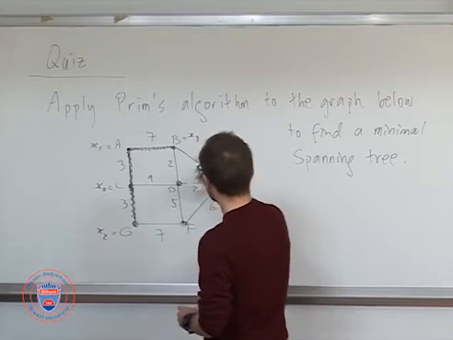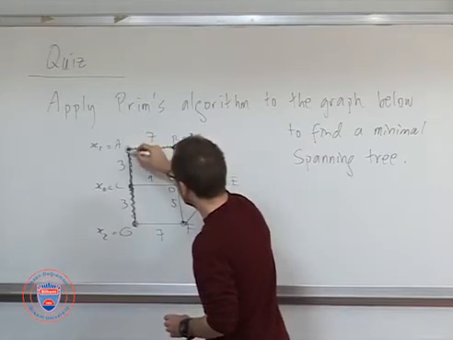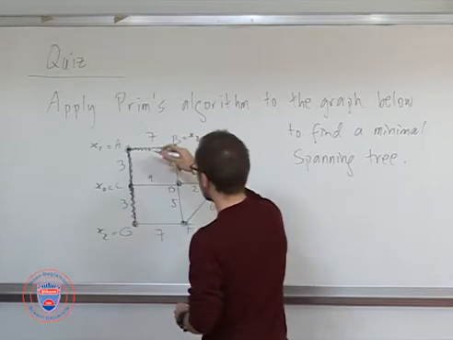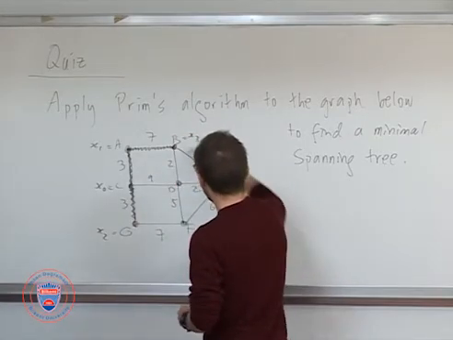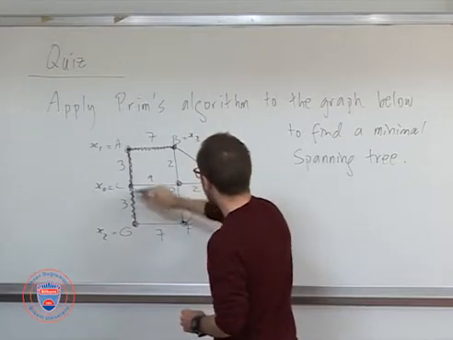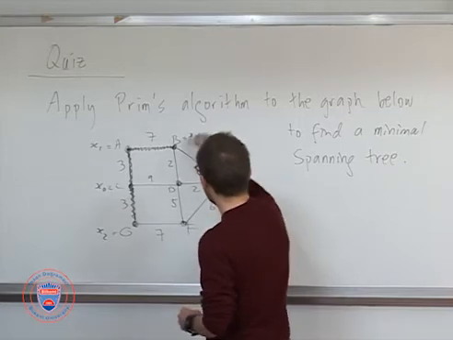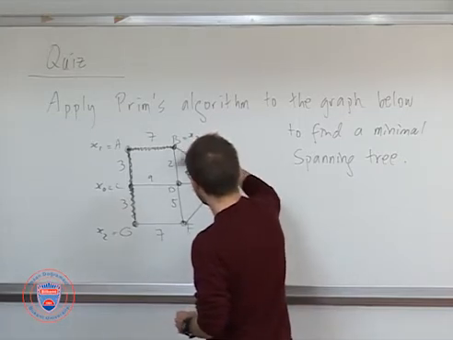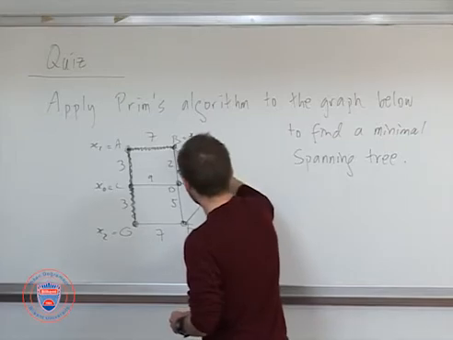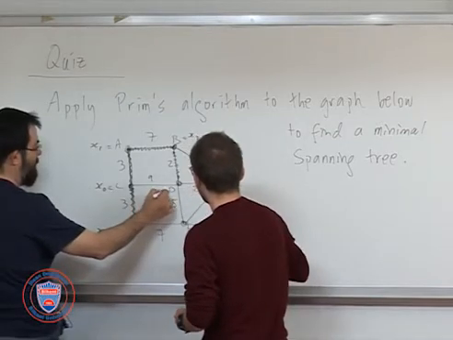Now I look for the connected edges from the vertices I chose, x0, x1, x2, and x3. The possible edges are BE, BD, CD, and GF. I look for the minimum cost one. I choose that one. It doesn't matter, I could choose the BE. So once you choose that, you declare this as x4.